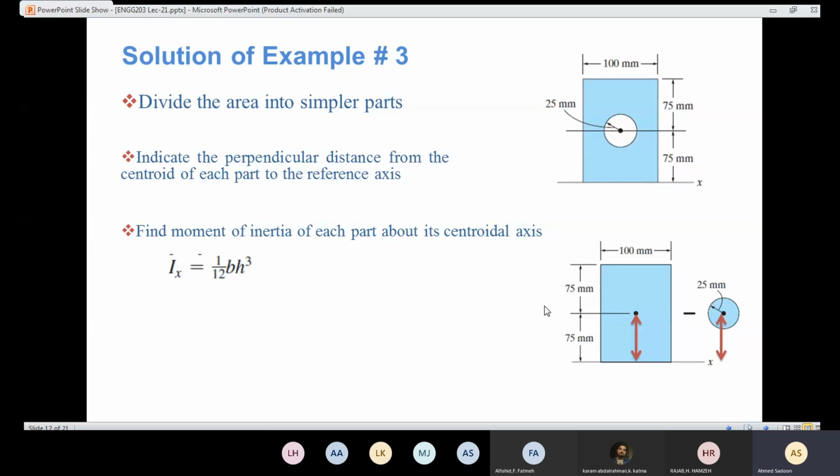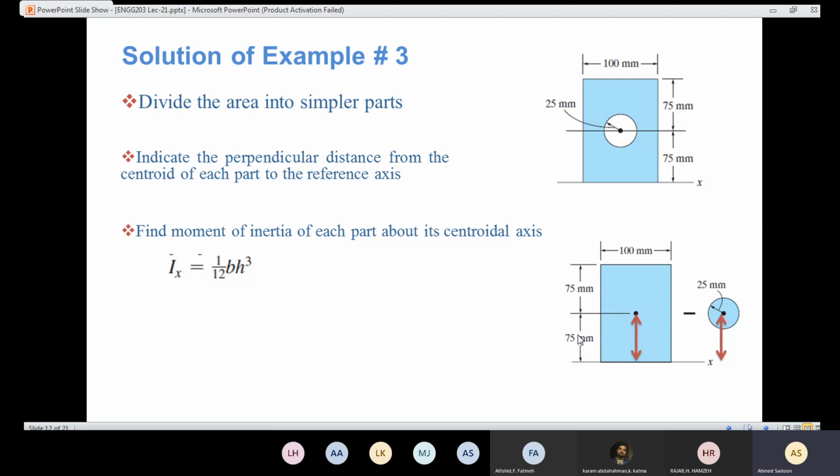So my axis is here. I'm going to take the moment. The centroidal axis is like that. The cubed dimension is the dimension that is perpendicular to the axis in question. Since the question is about the x-axis, and that dimension is perpendicular to the axis of interest, it means that the cubed part is going to be this dimension, the h, which is 150 millimeters.